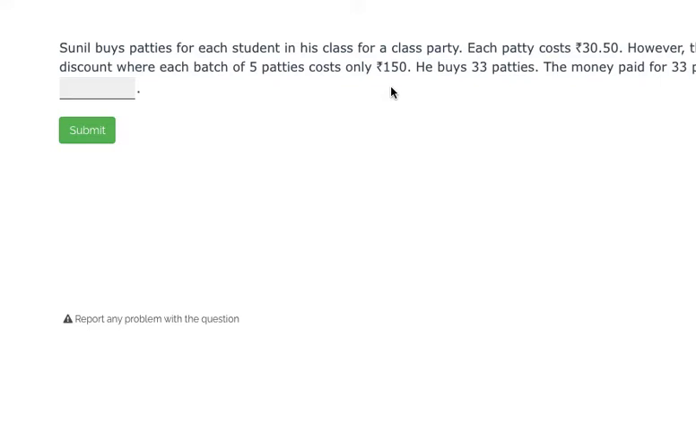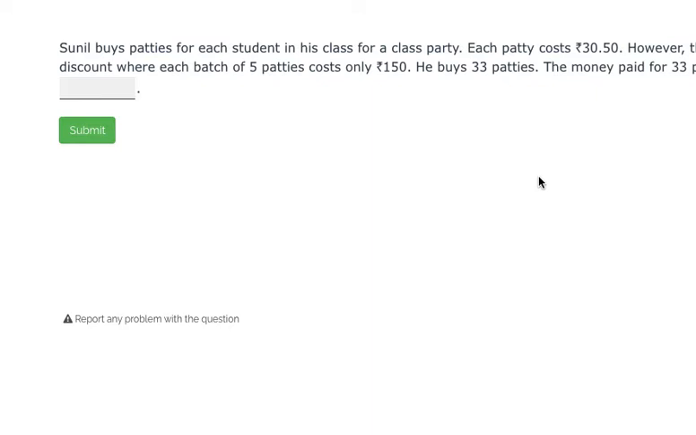See, 6 into 0 is 0. 6 5s are 30. 30, 0, 3 carry. 6 1 is 6, 7, 8, 9. So it's 900, okay? It's 900 for 30 patties. And for 3 more patties, how much will it be?